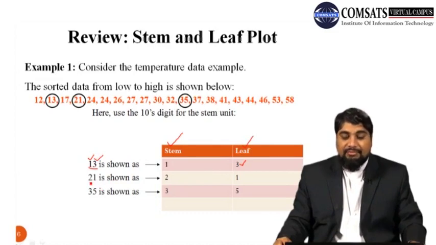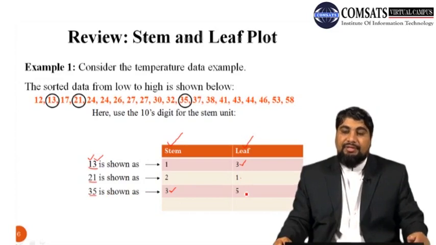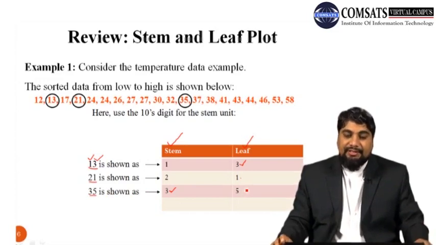Similarly, the next number is 21, and in 21 the leading digit is 2, so in the stem we will put 2 here, and 1 is the trailing digit. In the leaf we will put 1. And the next number is 35, so in 35 the leading digit is 3, so 3 is the stem and 5 is the leaf. So similarly we can construct this stem and leaf plot for all the numbers.